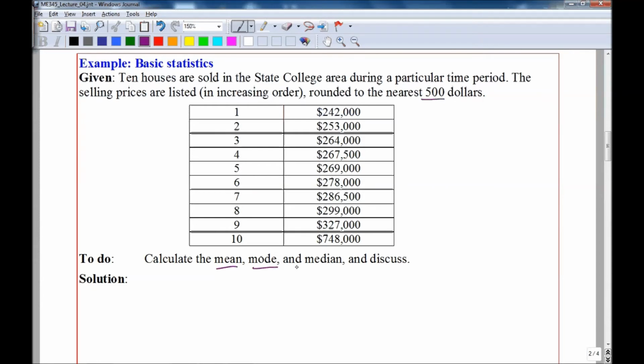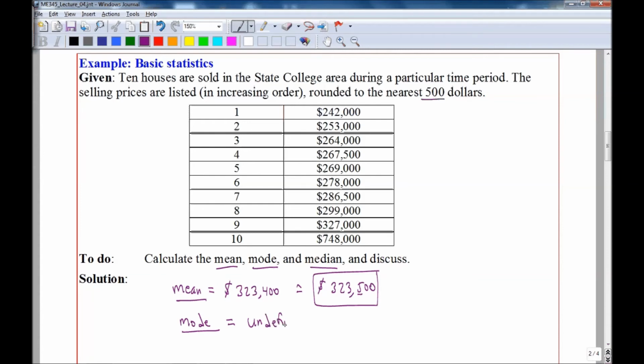So let's calculate the mean, the mode, and the median. The mean is the simple arithmetic average. So we add the 10 numbers and divide by 10, and that turns out to be $323,400, which we'll round to the nearest 500, so this would be 323,500. And that 500 is the least significant digit. That's the mean. The mode is the value that occurs most frequently, and if we look at this set of numbers, none of them are repeated at all, so the mode is undefined. We don't have a mode in this particular data set.